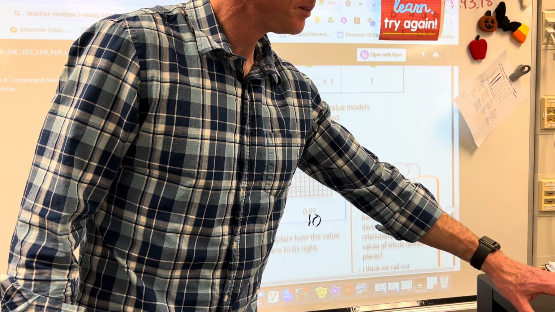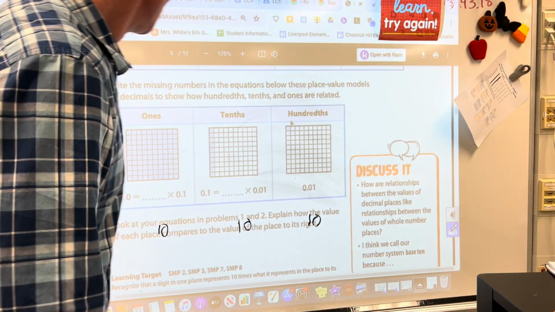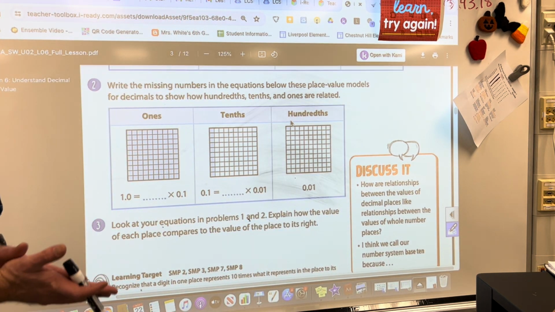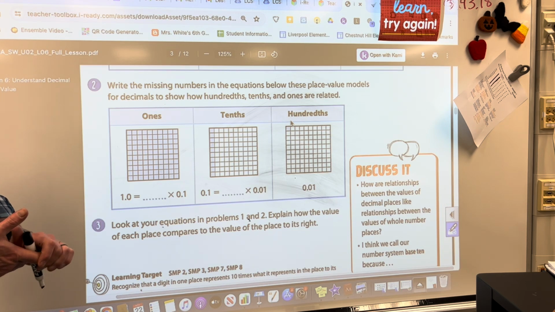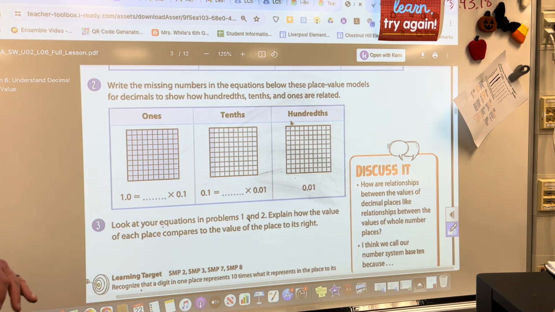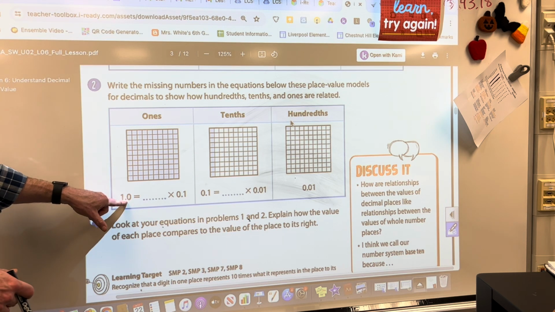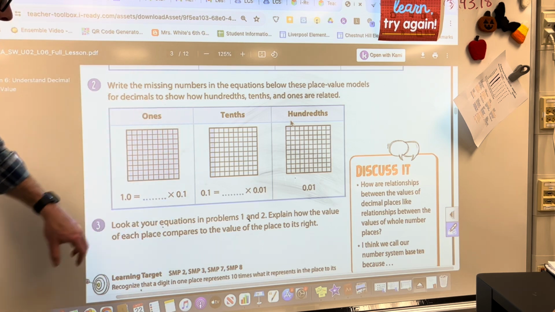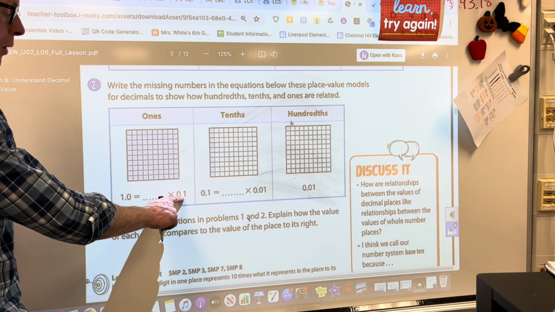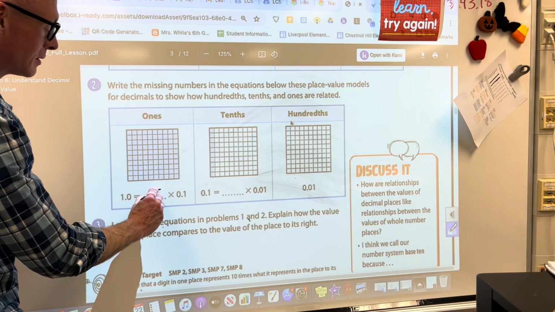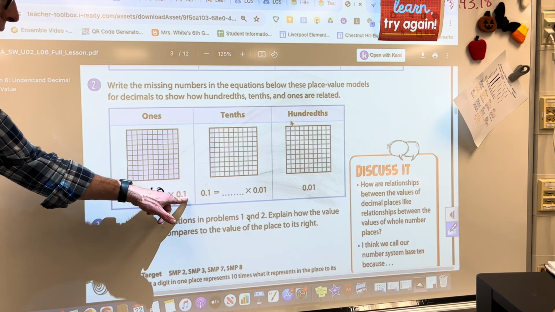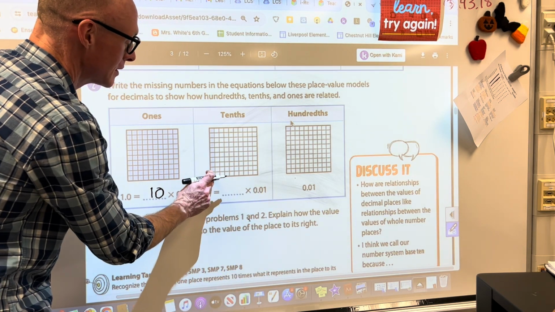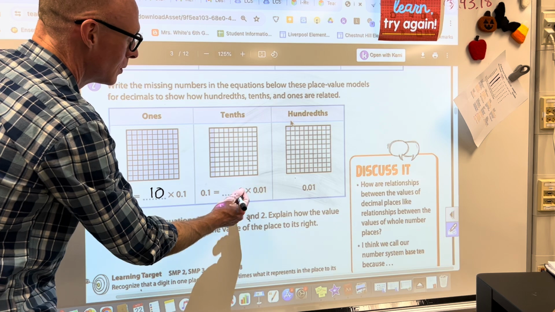Sliding down to number 2. It says, write the missing numbers in the equations below these place value models for the decimal to show how hundredths, tenths, and ones are related. Cool. So in this case here, the whole thing of ones is going to be 0.1 times 10. See what we did there? 0.1 is how many times? 10.